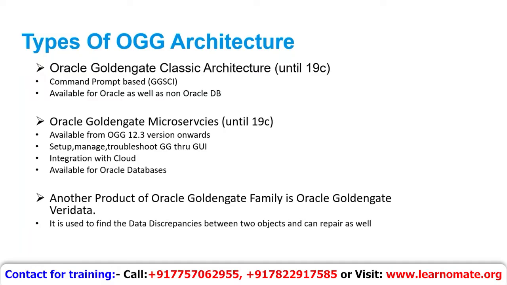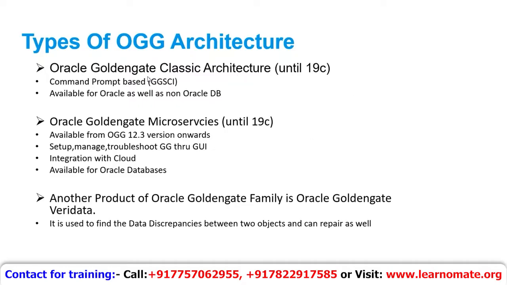So microservices architecture is available from GoldenGate version 12.3 onwards. From version 12.3 onwards, you have two types of architecture available in GoldenGate. One is classic, second is microservices architecture. Microservices is a REST API based architecture, which allows you to set up, manage, and troubleshoot GoldenGate through a GUI. So now you have two types of architecture, as I mentioned, classic and microservices.